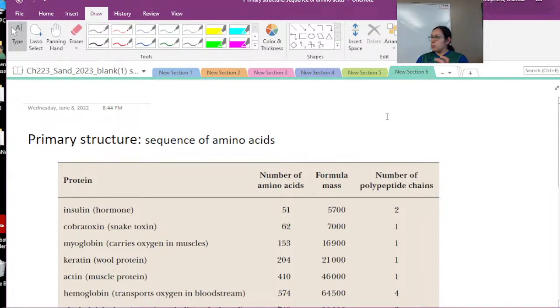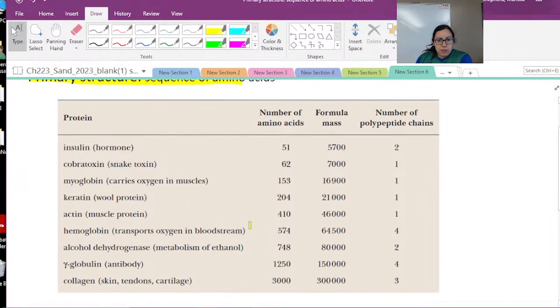And so now we start getting into the primary, secondary, and tertiary structures. This is probably from biology. Our primary structure is just our sequence of amino acids. This is just to give you context: all these amino acids start to get pretty lengthy. Insulin is 51 amino acids, myoglobin is 153, keratin, which we were just talking about, is 204. Hemoglobin, that transports our oxygen, is 574, so these get pretty big.